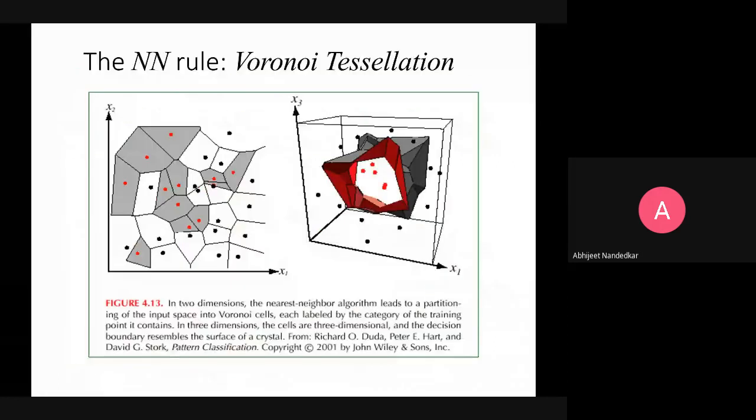Now you can see if I take more samples like this, say this gray area is class 1 and white area is class 2. You can see that we can create very complicated boundaries with the help of KNN. So KNN is a very powerful algorithm. This is a 2D example and this is a 3D example. You can read more on this in Duda's book, which is available.